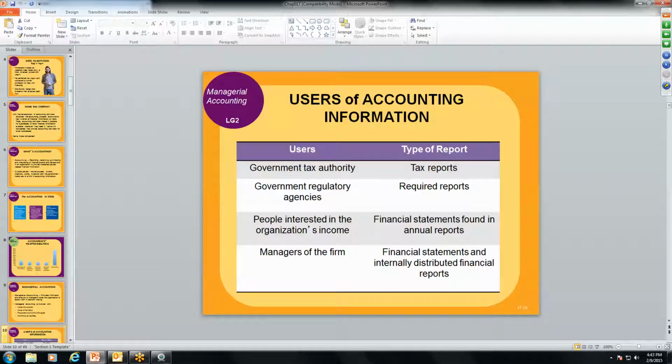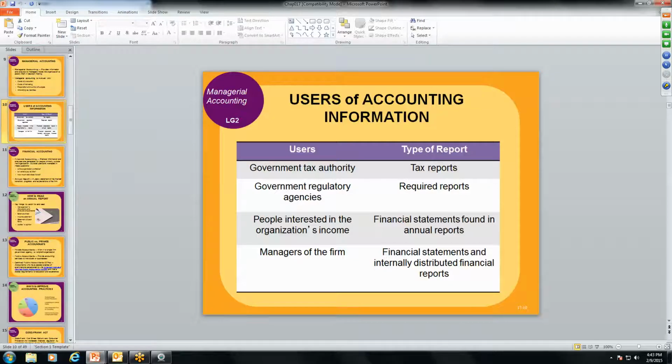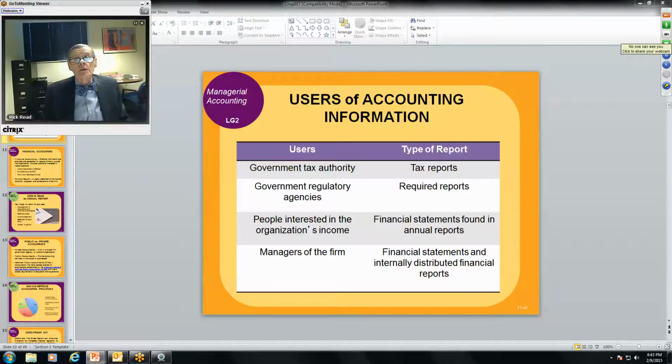Now, this particular slide, I'll get up here and get the video back so I can talk directly to you. This particular slide shows the users of accounting information. We talked about these before, so I'm not going to get into them a whole lot. But you notice there are two things here. Number one, what the government wants. It wants the tax report.